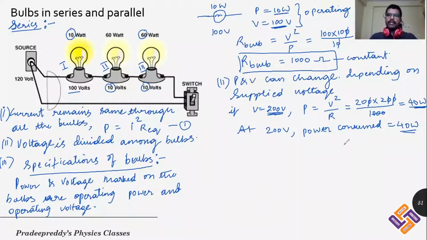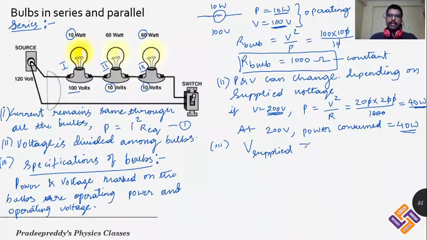So operating voltage is different, supplied voltage is different. Operating voltage is that voltage at which the bulb should be operated. Supplied voltage is that when you connect the bulb in the circuit, whatever voltage the battery provides to that circuit becomes the supplied voltage. So remember that V supplied may be equal or not.